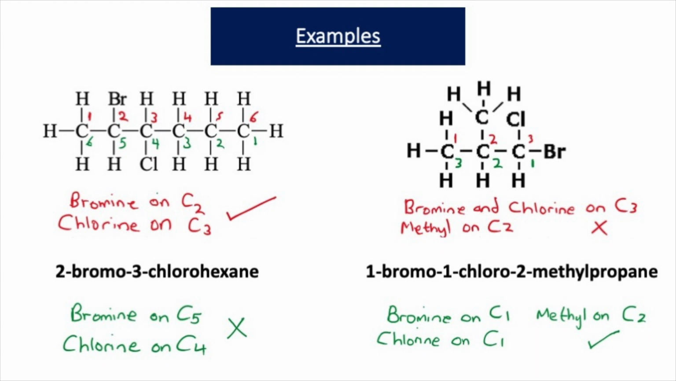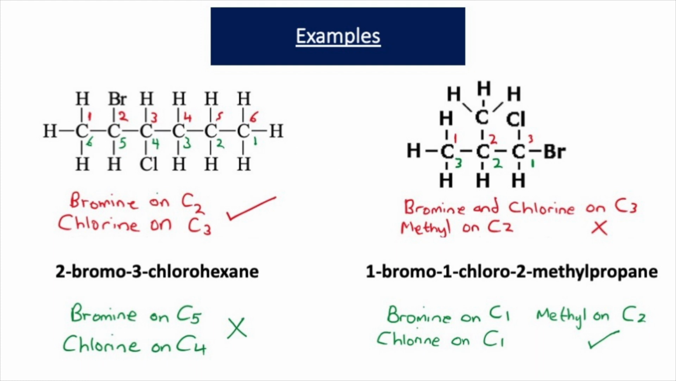So when naming a halogenoalkane or any other homologous series, you always put a hyphen between a number and a word and a comma between two numbers. So if we look at this example, it's 2-bromo, 3-chlorohexane, and I put hyphens between the 2 and the bromo and the 3 and the chloro.